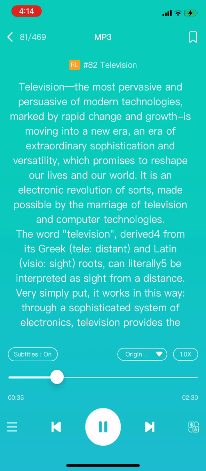Very simply put, it works in this way. Through a sophisticated system of electronics, television provides the capability of converting an image into electronic impulses, which can be sent through a wire or cable. These impulses, when fed into a receiver, can then be electronically reconstituted into that same image. Television is more than just an electronic system, however. It is a means of expression, as well as a vehicle for communication, and as such becomes a powerful tool for reaching other human beings.